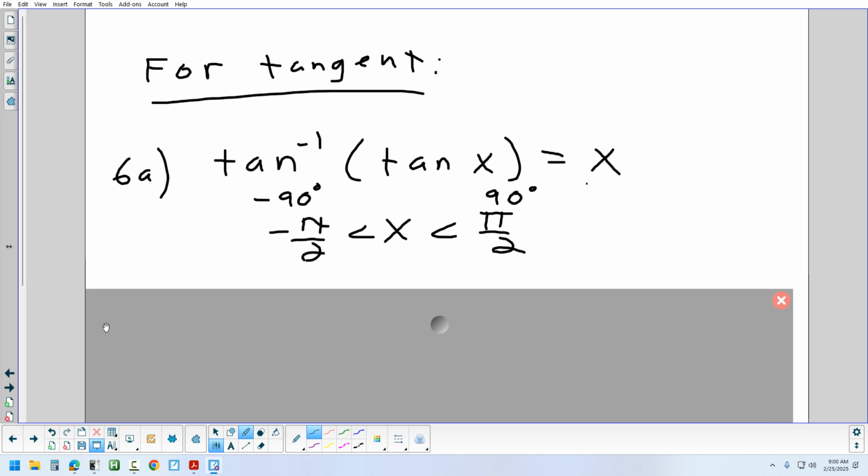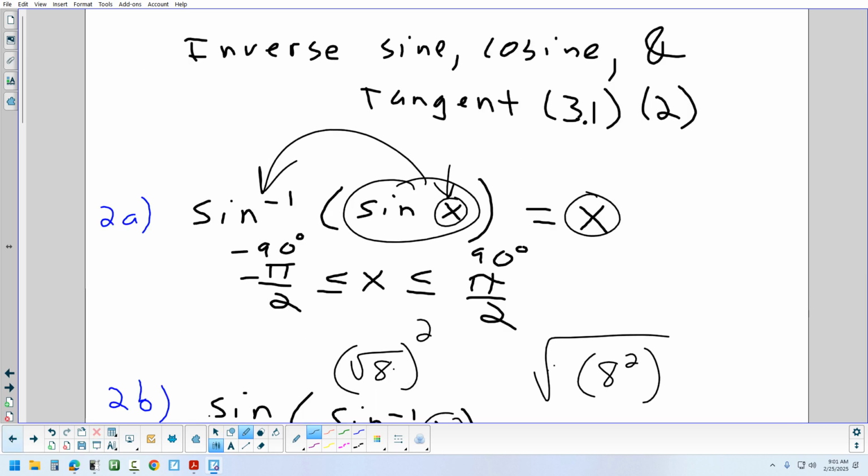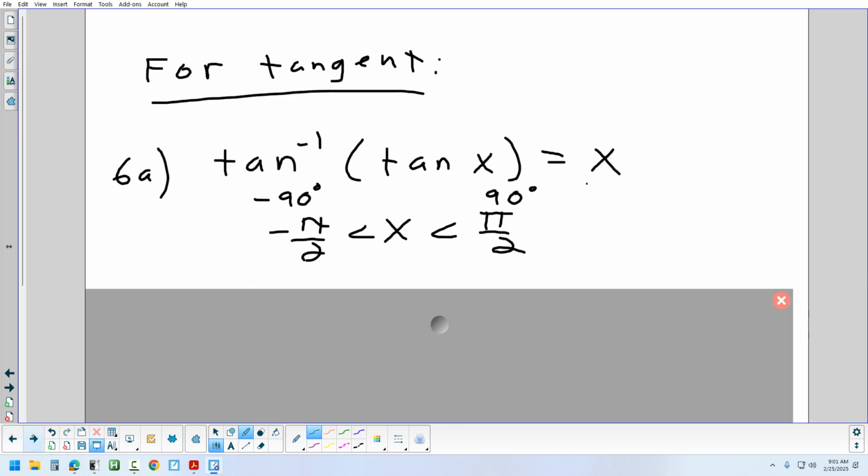That's why I do not have the equal to's under those. If you look back at formula 2a, I had the equal to's. Okay. This one does not. So we have to be strictly between negative 90 and 90. Or if you're doing radians, negative pi over 2 to pi over 2.